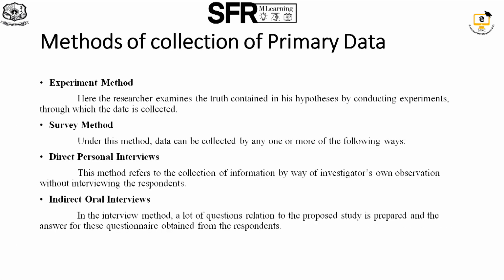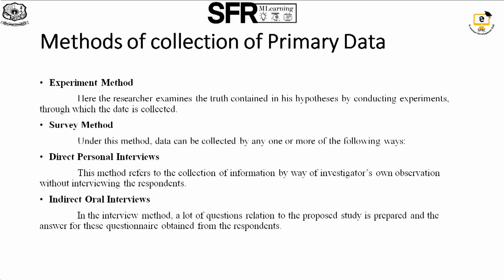What are the methods of collection of primary data? We have two sources, primary data source and secondary source. In primary data, how do we collect the data? Experiment method: here the researcher examines the truth contained in a hypothesis by conducting experiments, to see whether the hypothesis is true or not, and through these experiments the data is collected. Survey method: under this method data can be collected by any one or more of the following ways, direct personal interview and indirect oral interviews. Using these interviews we can collect the data.